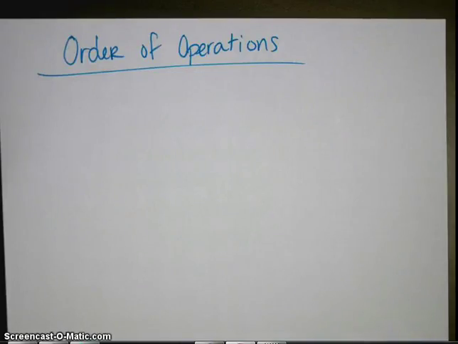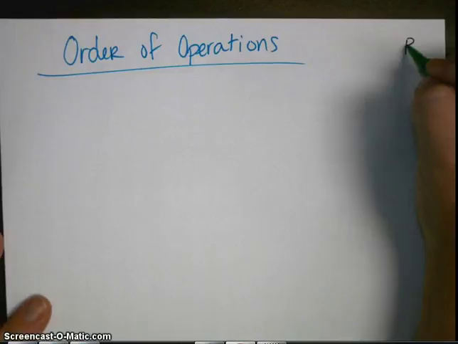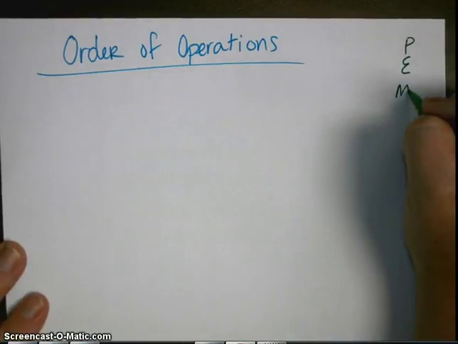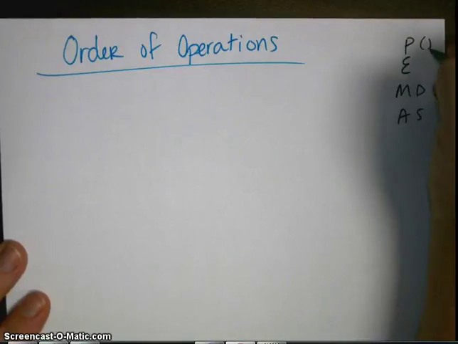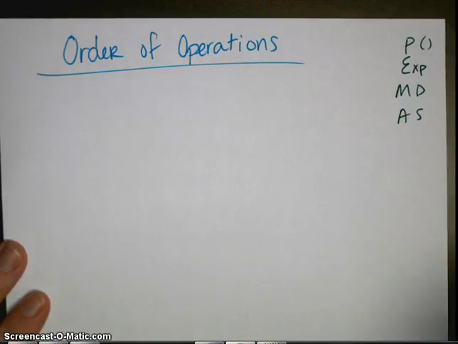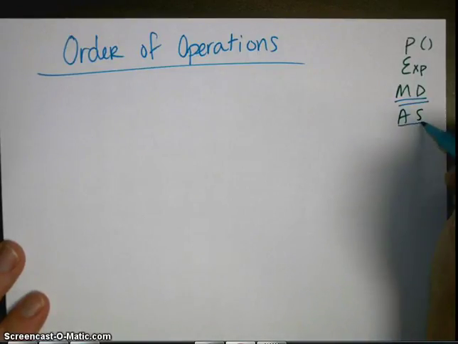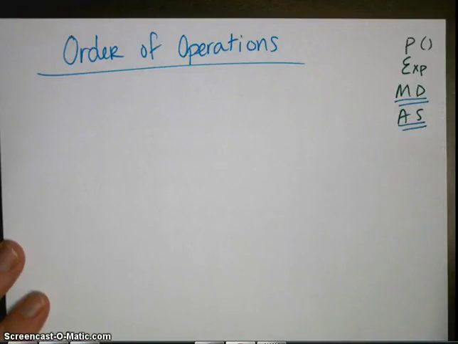Today we're going to review order of operations. For order of operations, we commonly use the acronym PEMDAS. P-E-M-D-A-S. P is parentheses, E is exponents, M is multiply, D is divide, A is add, and S is subtract. So we do the operations in that order. Multiply or divide is whichever comes first, and add or subtract is whichever comes first, left to right.